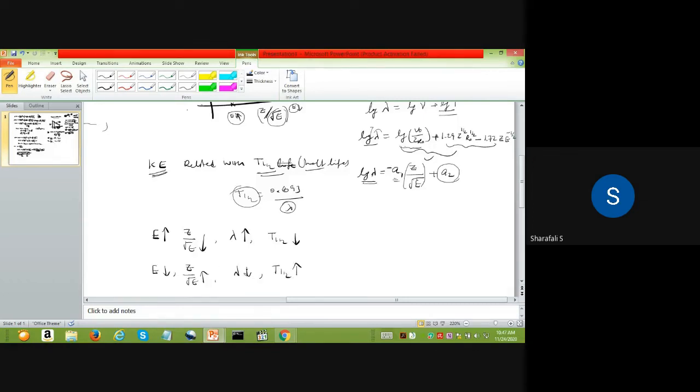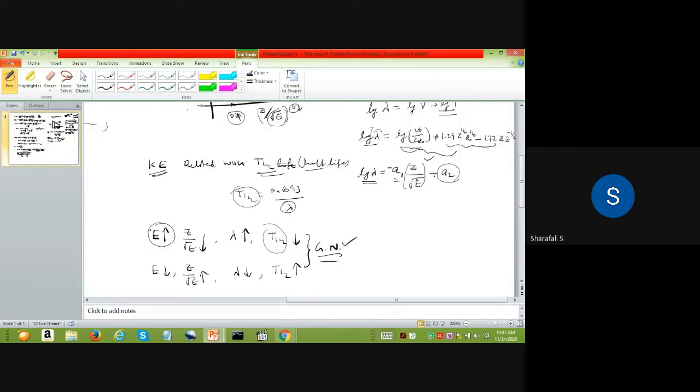So when you have lambda smaller, T half is larger. This relation is experimentally provided by Geiger and Nuttall's law: the relation between T half and the energy, by calculating how the disintegration constant is related with the energy of the outcoming alpha particle. Okay, so this is what Geiger-Nuttall's law says.